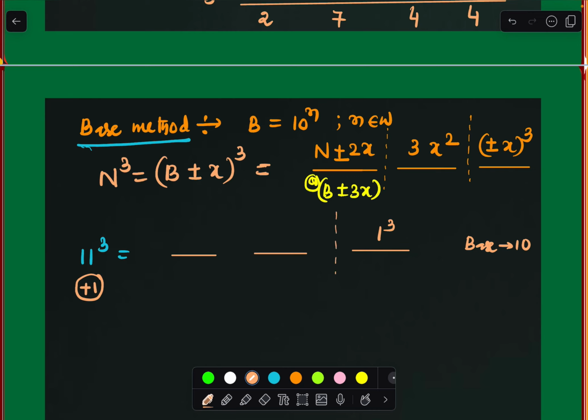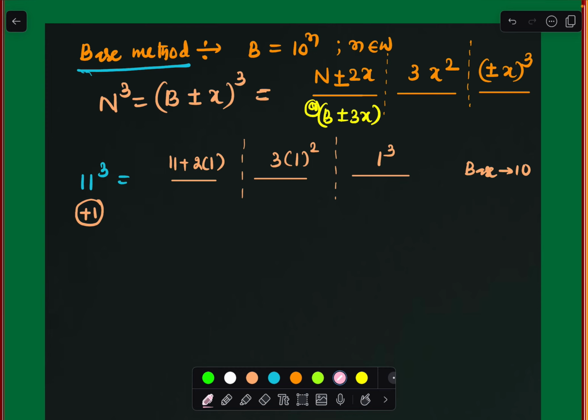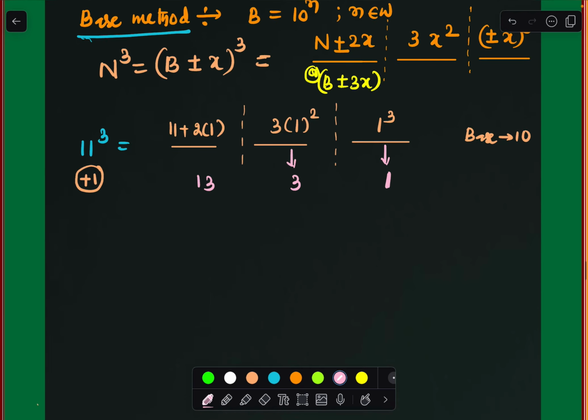And the middle place value is 3 into the surplus value whole square, so 3 into 1 square. And the leftmost value is the number plus 2 times its surplus value. If we calculate, we write only a single digit in each place: 1 cube is 1, the middle is 3, and the left is 13. So we got 1331 by using the base method.